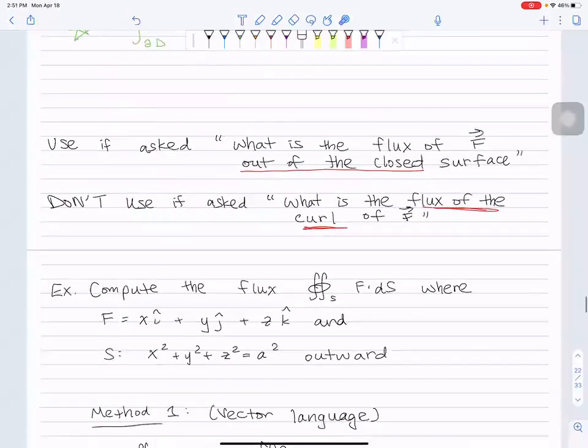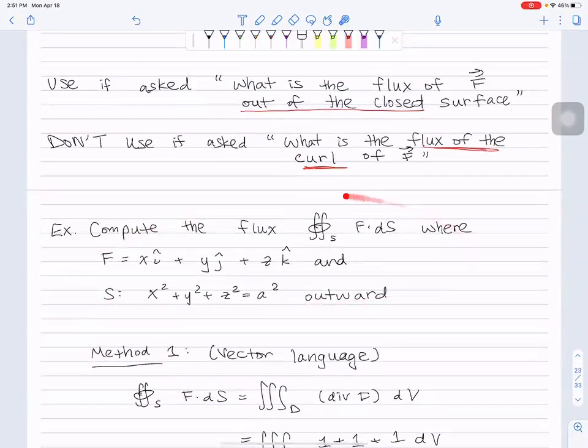So I have an example. Compute the flux outward, where this is your vector field and your surface, or region, is this. We know just from this language that it's a divergence question, because we want some flux out of somewhere, and it asks you to compute the flux outward. So the language is correct.